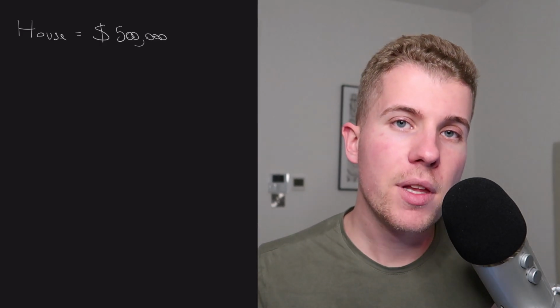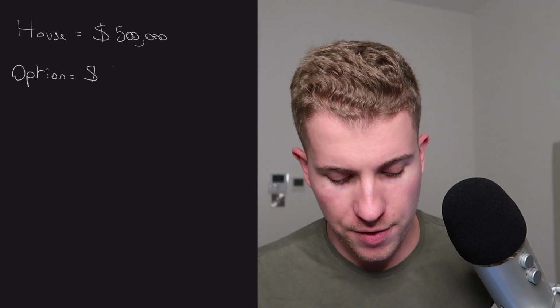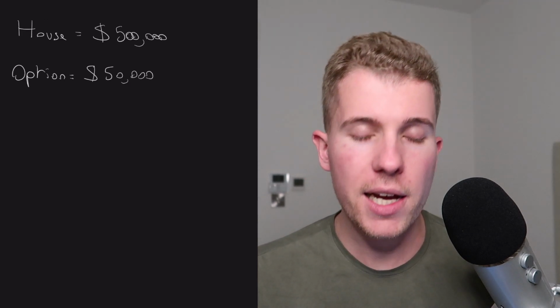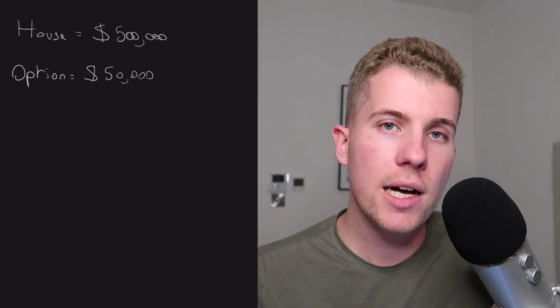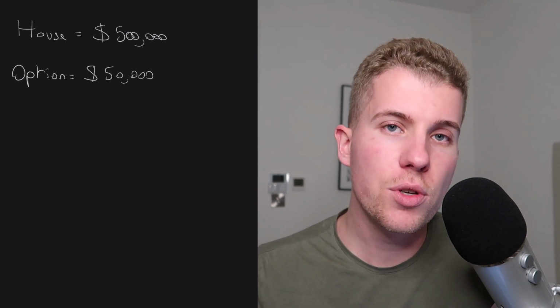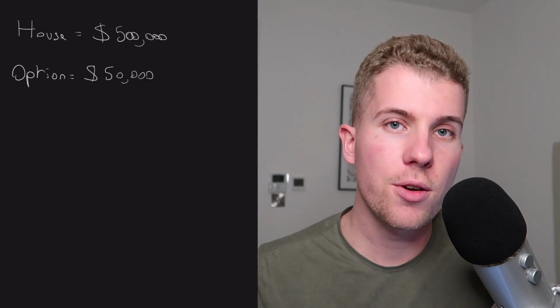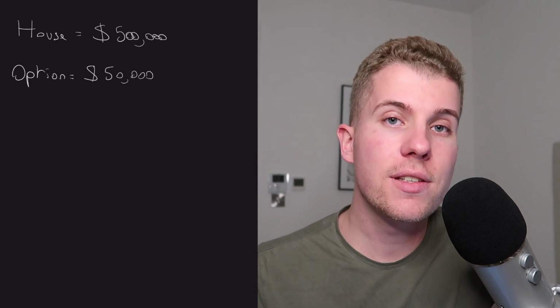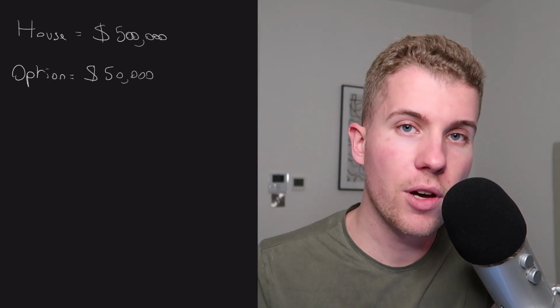Let's say that you buy an option on the house. So let's say that the option is going to be worth, I don't know, let's say 50 grand. You buy an option on the house that is going to give you the right to own the house before, for example, 2 years in time. So if you decide to buy the house, let's say in 1 year, then in that case, you can exercise your option, and so you'll have to pay $500,000 for the house.